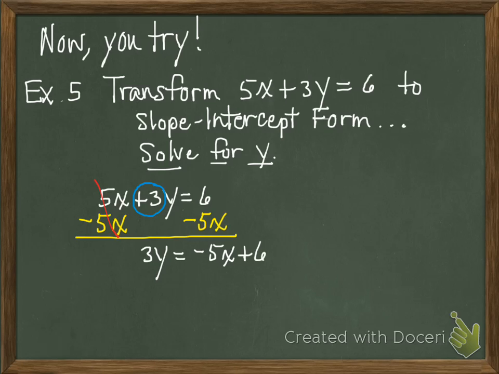So when I divide both sides by 3, and I'm dividing each part by 3, I get y equals negative 5/3 x plus 2. That's what you should have gotten also.